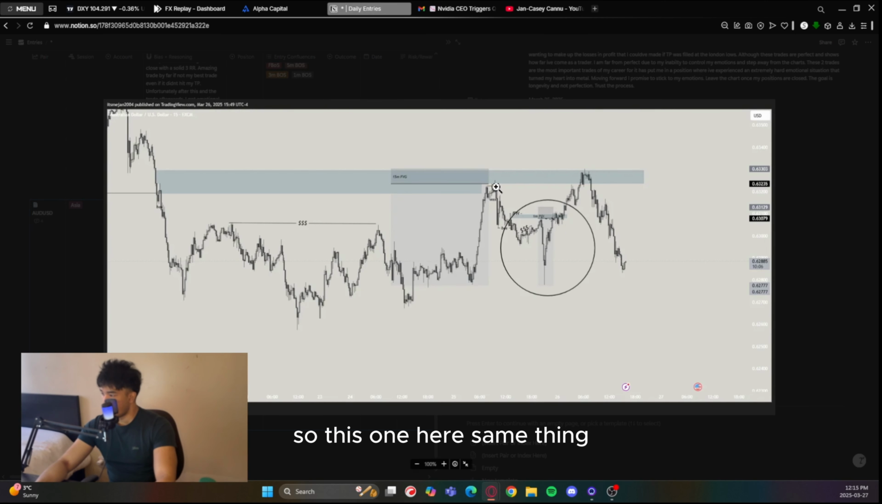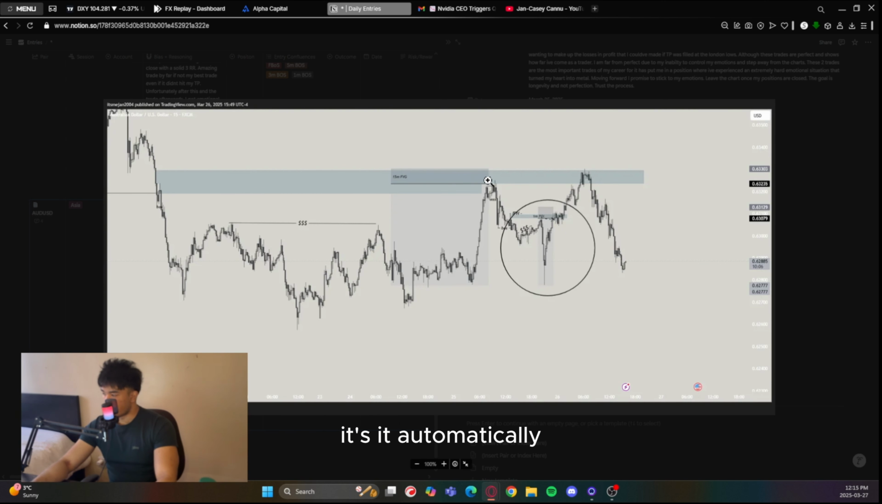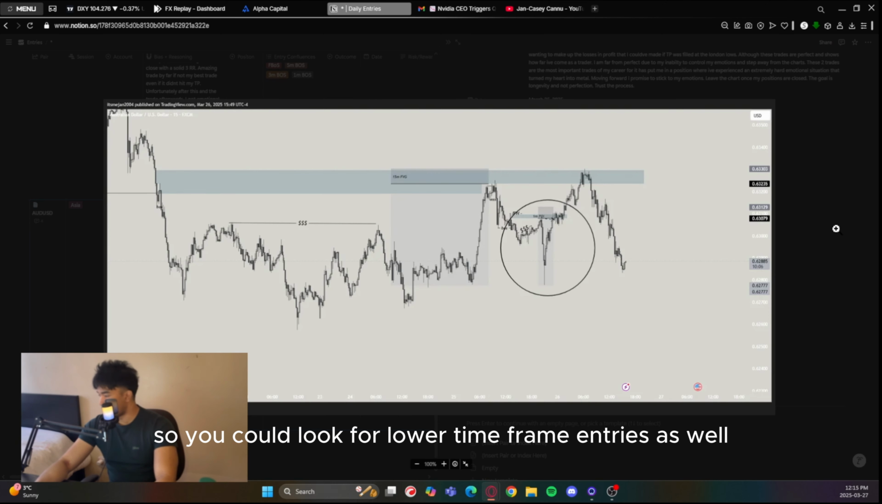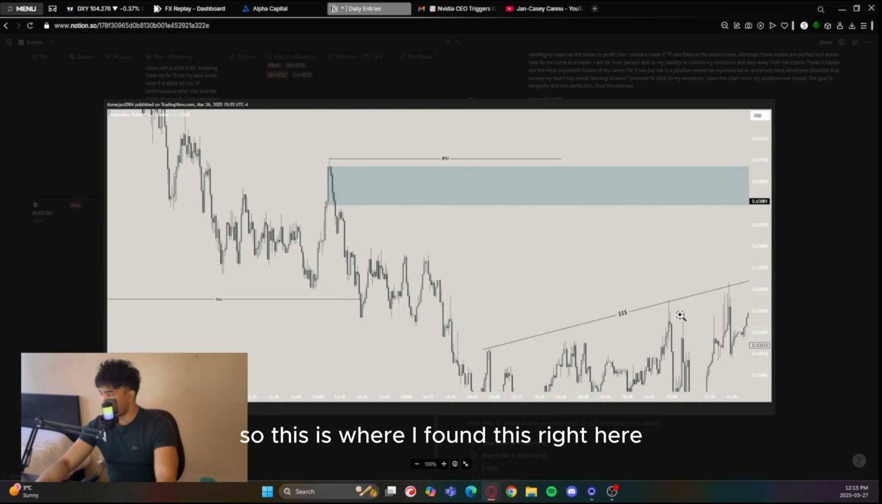So this one here, same thing. Second trade following the first, following the third trade, which is the fourth. Price swept the liquidity, started heading to the downside, and started to slow down a bit, but we can see price created our lower time frame confluences. Since this is a 15-minute higher time frame confluence, it automatically tells you that it is a trend to the downside. So you could look for lower time frame entries as well for a second setup. So this is where I found this right here.